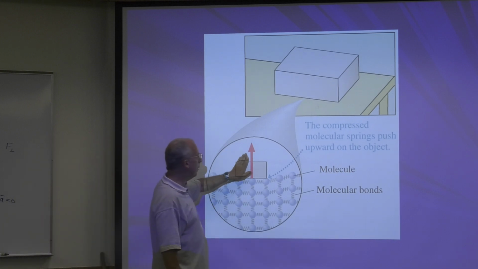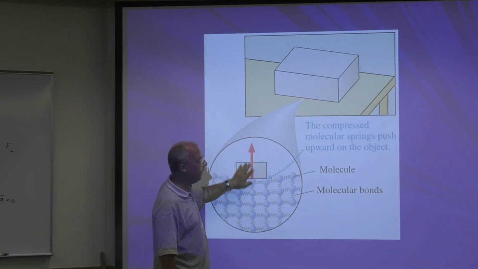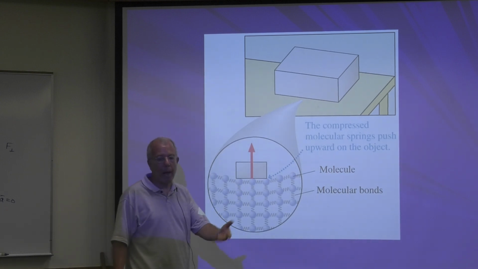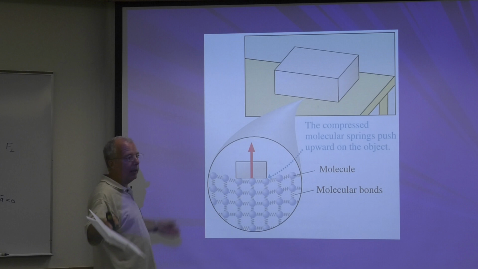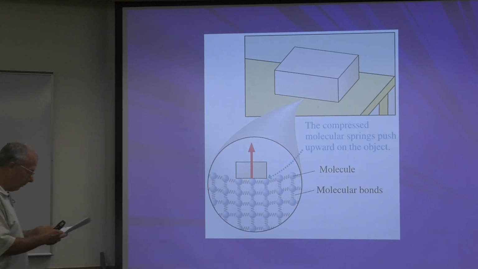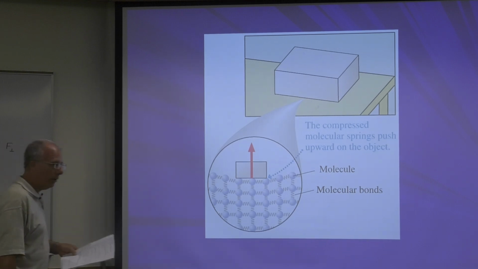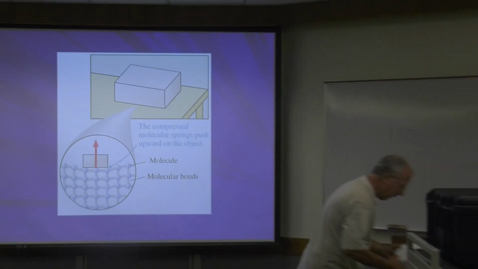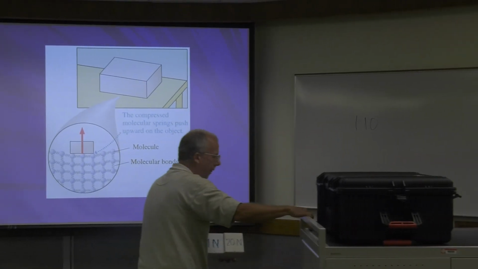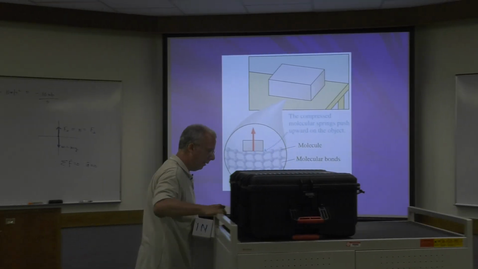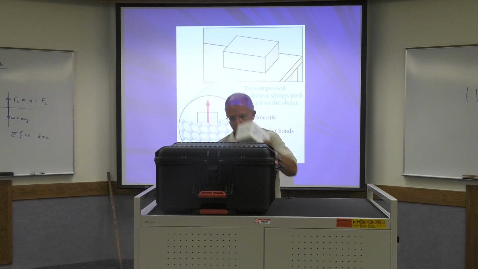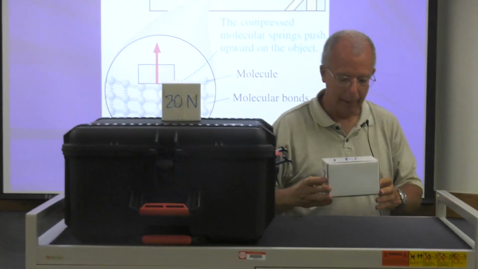Now, what if this box were so heavy that it was strong enough to break these molecular bonds? What would happen? Well, the table would break. Okay, so let me show you some things. Use your imagination.